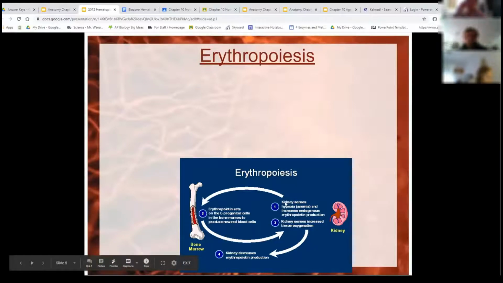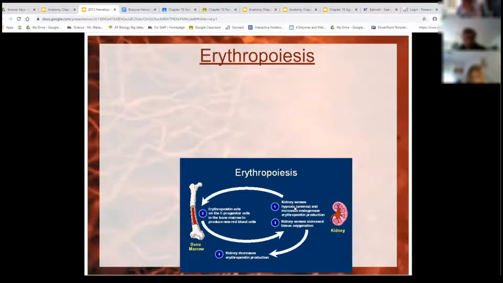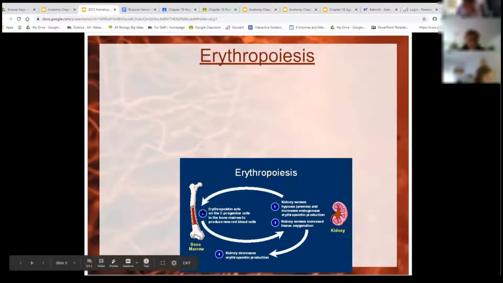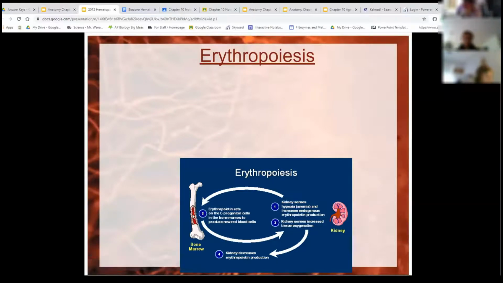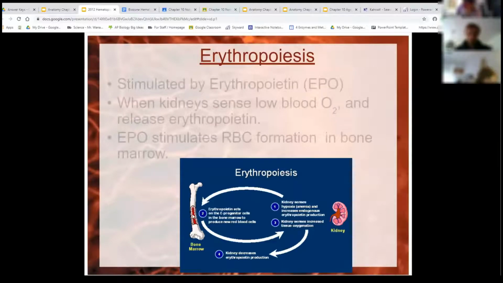You can see that the kidneys, that's this right here, sense hypoxia, hypo, low, oxy, oxygen. So when you have low levels of oxygen, which might be because you're going through oxygen really quick, like exercise, or you're at high altitudes where the air is thin, or you have anemia, maybe not enough cells, you're low on iron, any of those will cause you to have low oxygen levels. That stimulates the kidneys to release erythropoietin. Erythropoietin is a hormone. It travels through the bloodstream and tells the bone marrow to stimulate red blood cell production.